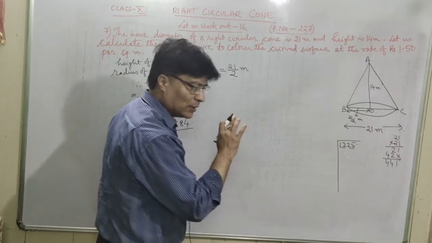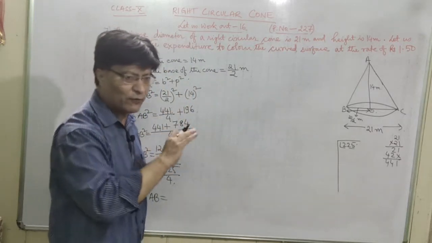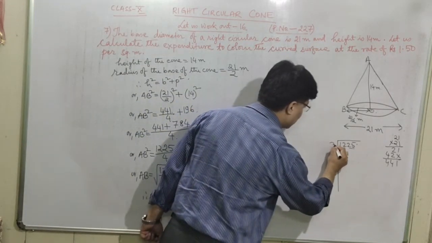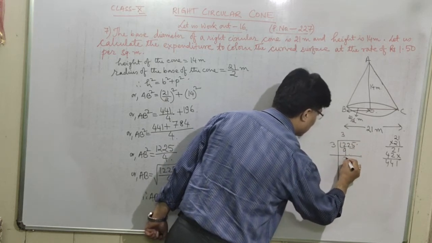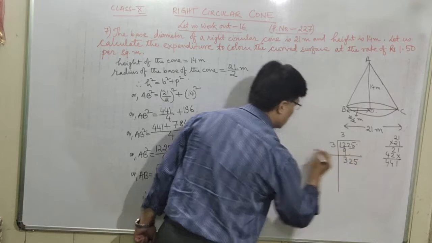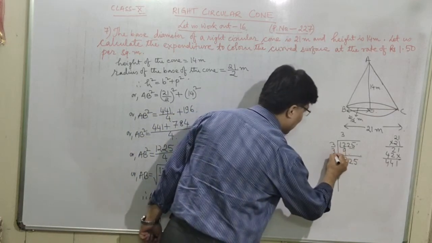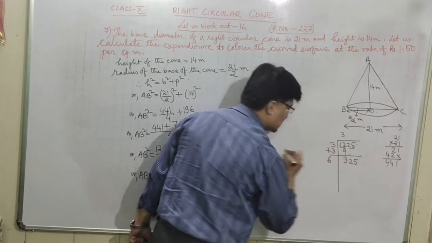Now 12. You know that 2 2s are 4, 3 3s are 9, 4 4s are 16. So it is 3 3s are 9. What is 12 minus 9? 3. Then comes 25. So here you can add these 3. 3 plus 3 is 6.